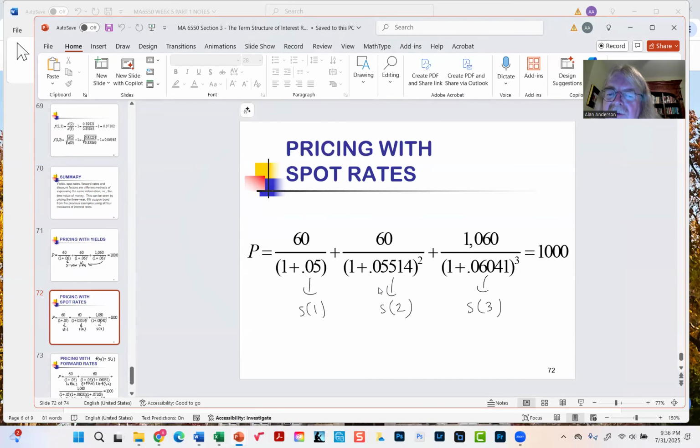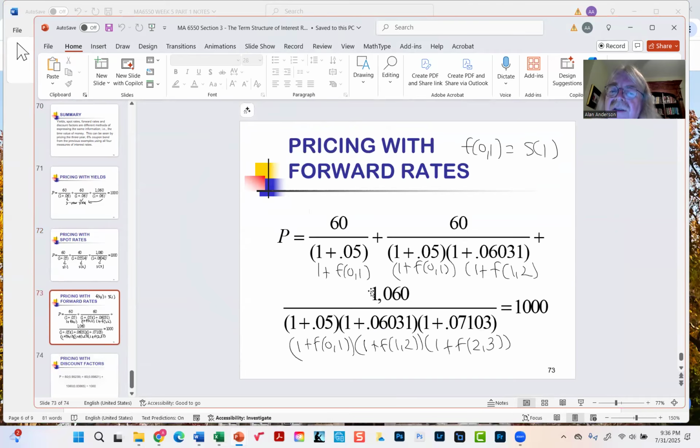All right, now how about forward rates? Now this is where it gets a little messy. The first one is discounted by 1 plus the F01, which is a spot rate. Here we need a string of forward rates, 1 plus F01 times 1 plus F12. And then for the last one, we need 1 plus F01, 1 plus F12, and 1 plus F23. So it's a bit messier, but you can see we do end up with the same result.